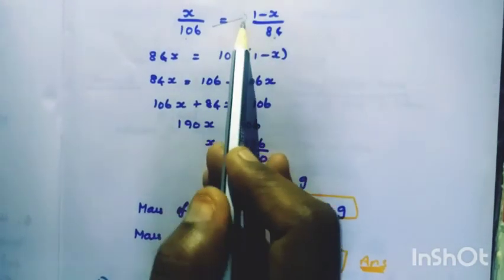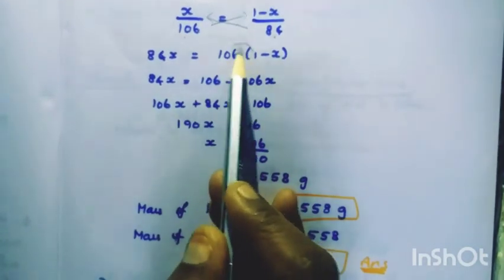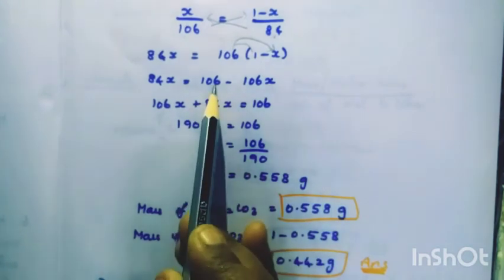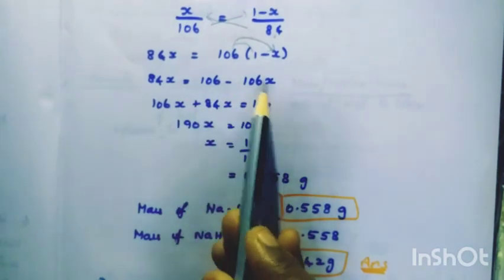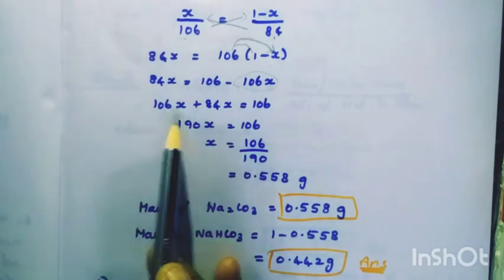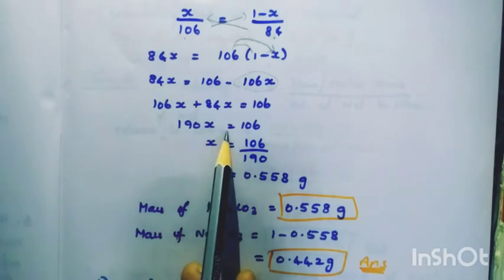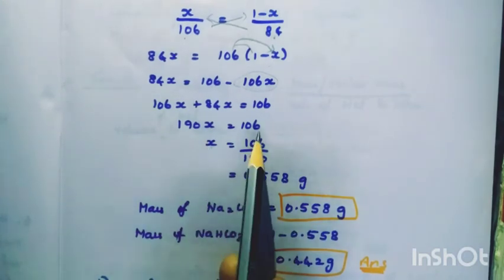So cross multiplication: 84x is equal to 106 into (1 minus x). Multiply this by here and here. So 106 minus 106 into x. x comes to one side: 106 minus becomes plus, no? 84 plus 106 is 190, so 190x is equal to 106. x is equal to 106 by 190.